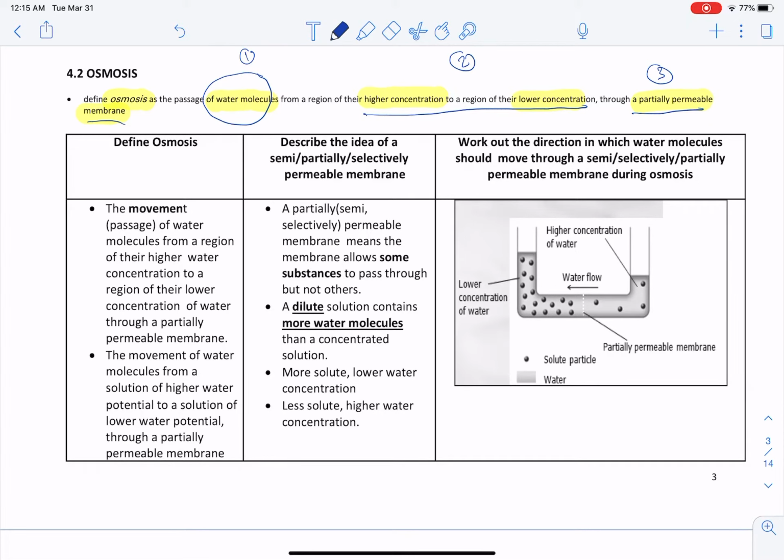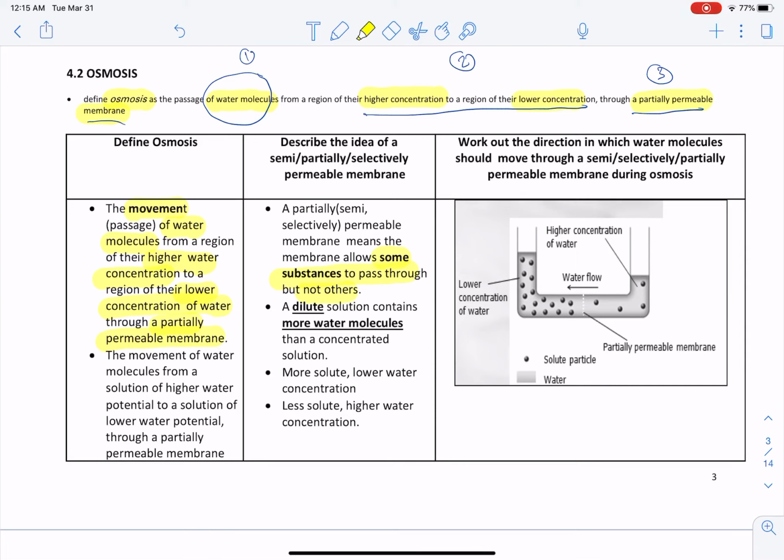Now let's look at it again. The movement of water molecules from where? From higher water concentration to lower water concentration through where? Through a partially permeable membrane. Now, what do we mean? If we have looked at the term partially permeable membrane, let's just recap. A partially permeable membrane means the membrane allows some substances to pass through but not others.